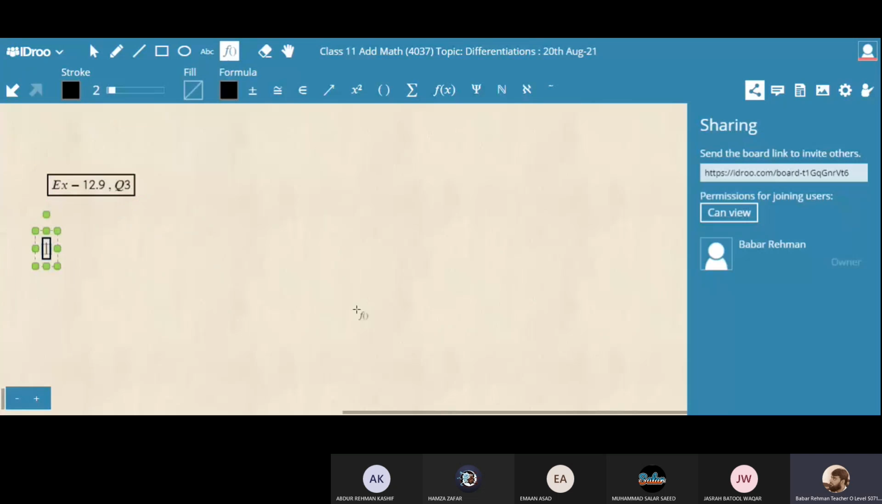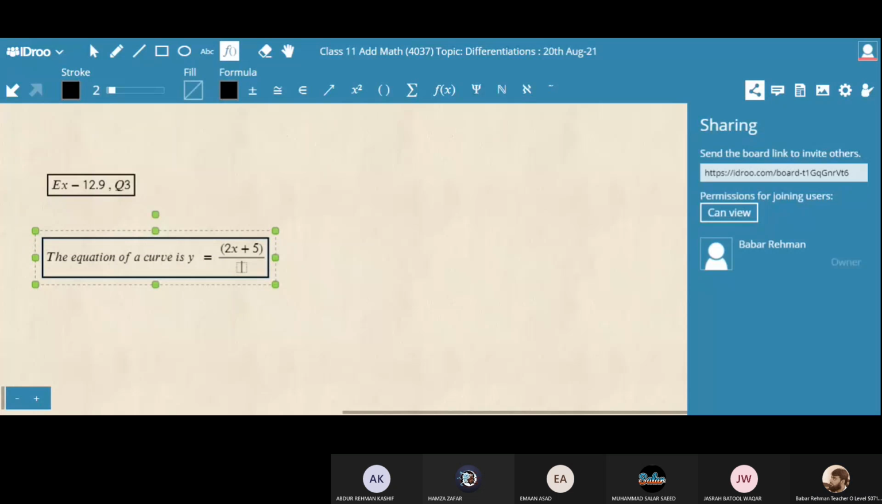The equation of a curve is y is equal to 2x plus 5 divided by x plus 1.